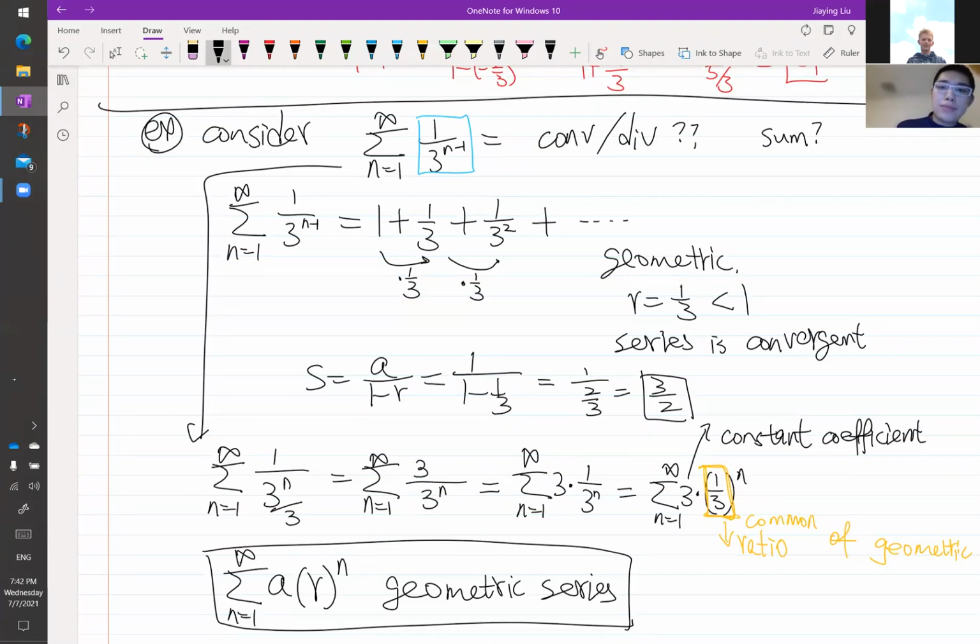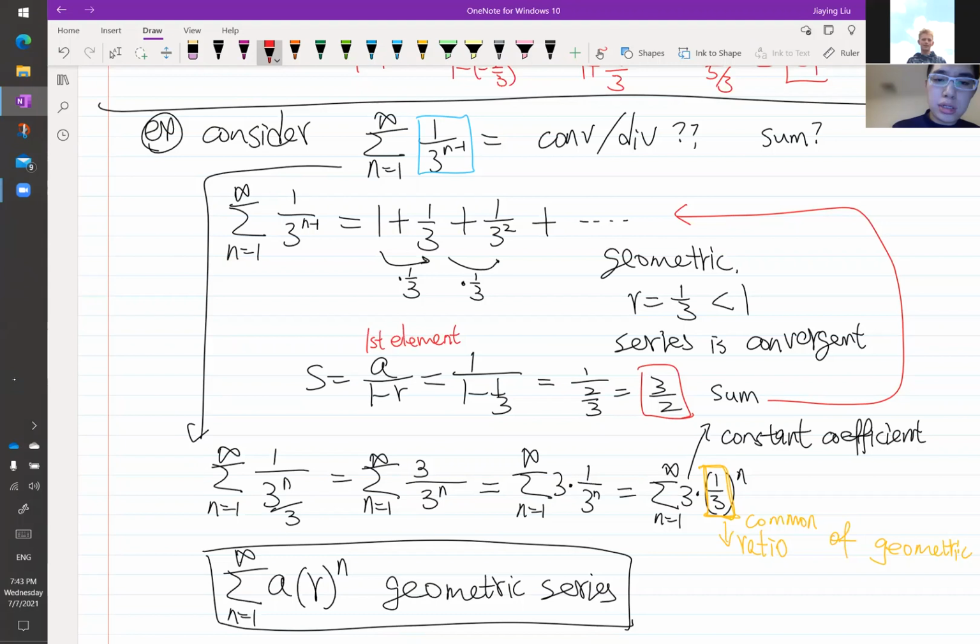Right, so going back, 3/2 is the sum. If we take this series and we keep adding all the elements, all infinitely many elements together, we eventually end up with the total sum being 3/2. So that's the sum of that series. Correct. So the a is always the first element of the series. So in this case, a is 1.